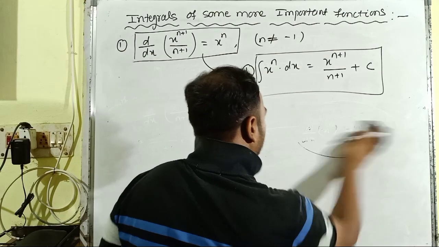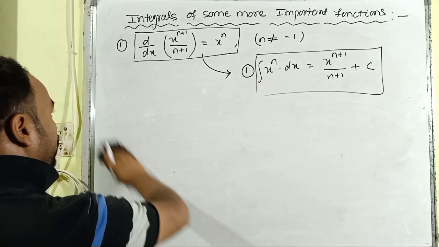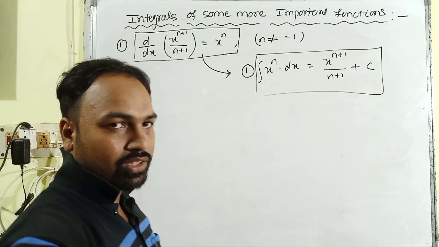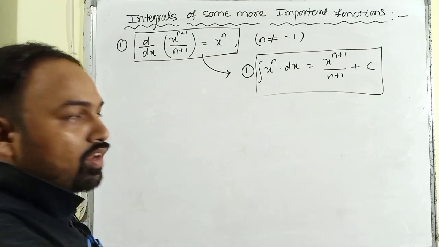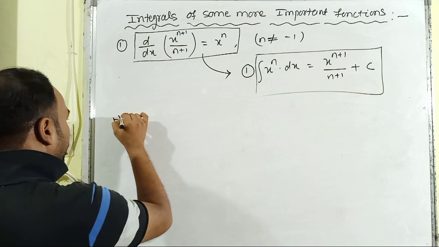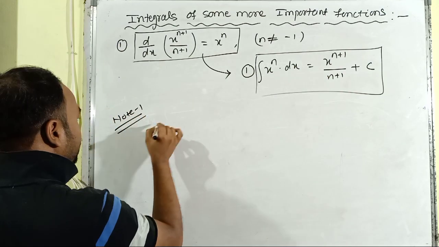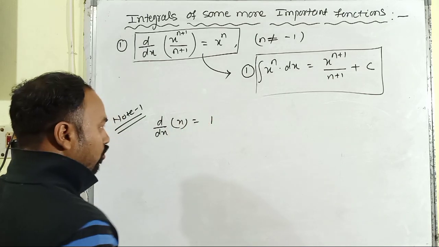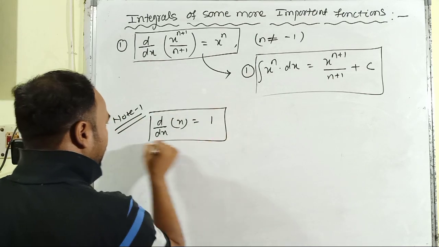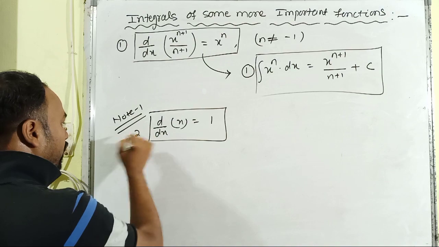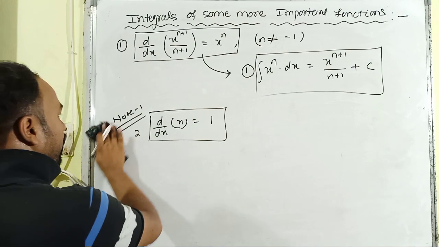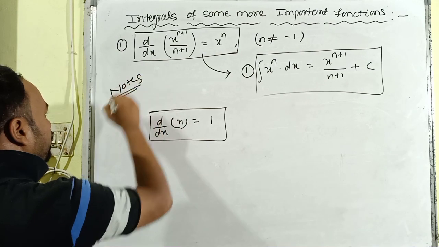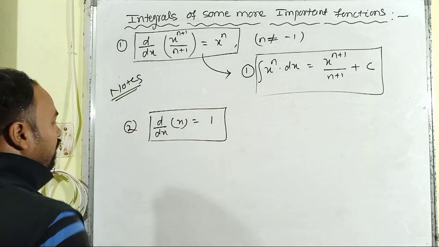So this is the first formula of the topic integration. Then moving towards some of the notes and some of the sub formulas, based upon this formula. So the first note we can take it as, because we know that derivative of x is equal to 1. You can also take it as the number 2 formula. Here we have to write down the notes. Then it is the second formula.